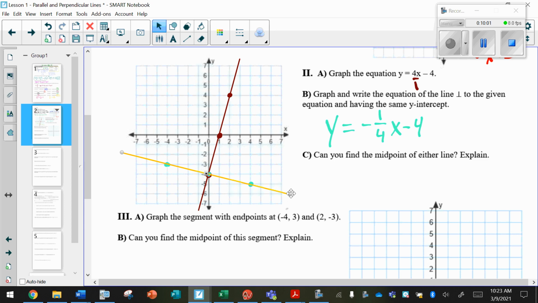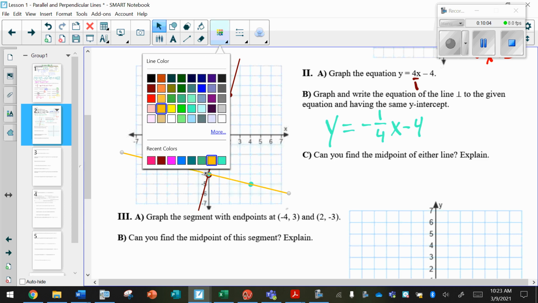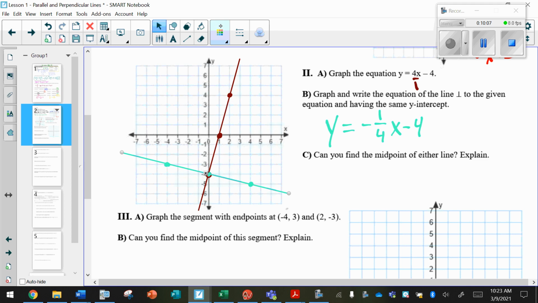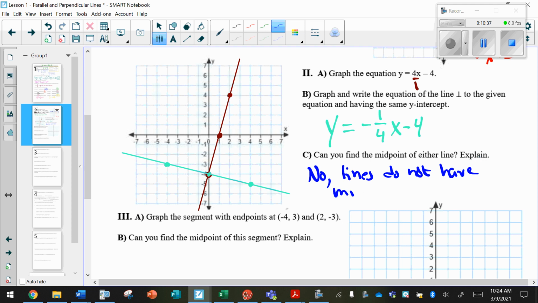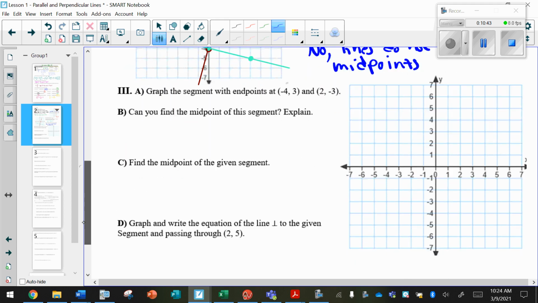And depending on the grid that is being used, the lines might not look like they're perpendicular. If the grid is not perfect squares, then your perpendicular lines might not look like they exactly form a right angle. That doesn't mean it's not true. That's why we have the numbers. Can we find the midpoint of either line? The answer is no. Lines do not have midpoints. Lines go on forever, so they do not have midpoints.